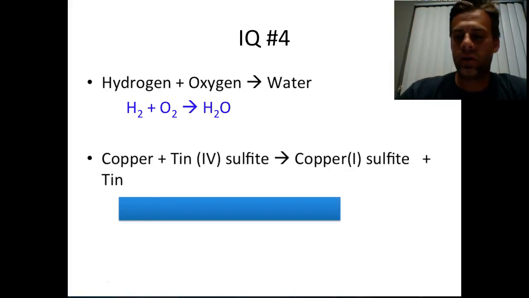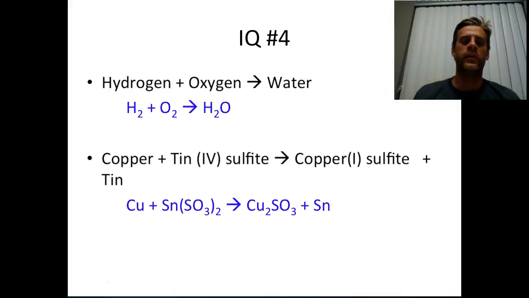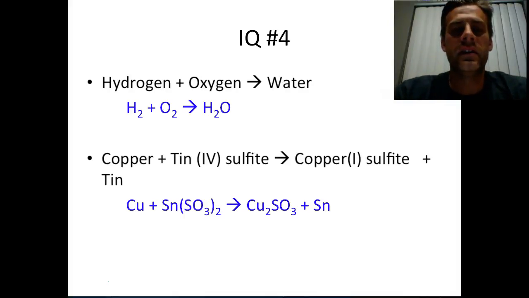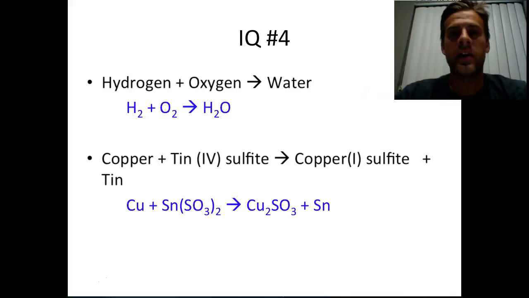If we bring it up, we have copper plus tin 4 sulfite. Again, sulfite is a 2- charge, and that is why we have 2 of the sulfites to match the 4 positive charges that come from tin 4. On the product side, on the right side of the arrow, copper is a 1+, as indicated by the Roman numeral, and sulfite, if you look it up on your sheet, has 2 negative charges. We have 1 sulfite, so again, how many copper 1s will it take to add up to the 2 charges? It will take 2 copper 1s, and that's why you see the Cu with the 2 in the subscript.